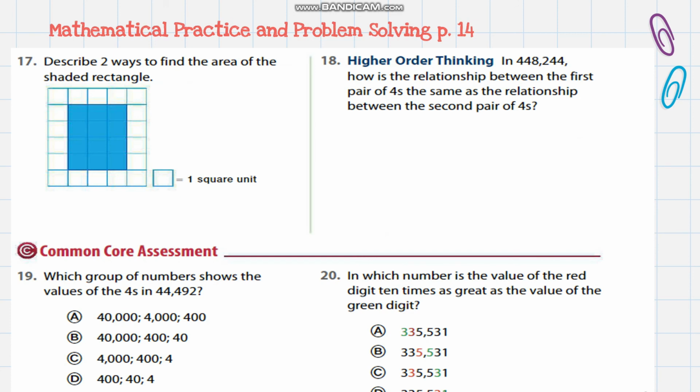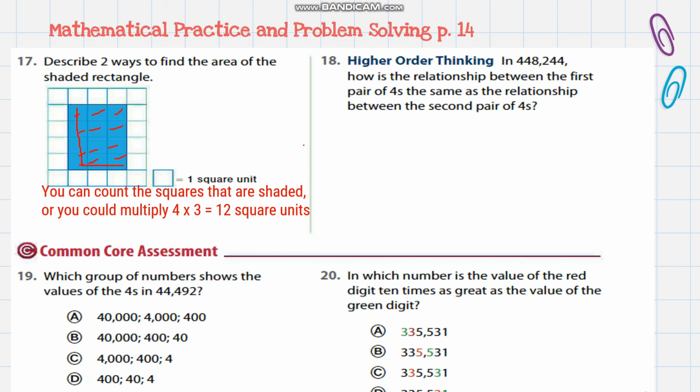Next question, number 17. Describe two ways to find the area of the shaded rectangle. So, as you can see, the shaded is this part. 1, 2, 3, 4, 5, 6, 7, 8, 9, 10, 11, 12. So there are 12 square units. Or you just simply multiply 4 multiplied by 3 to get the answer. So you can count the squares that are shaded, or you could multiply 4 multiplied by 3 to get the answer, which is equivalent to 12 square units.